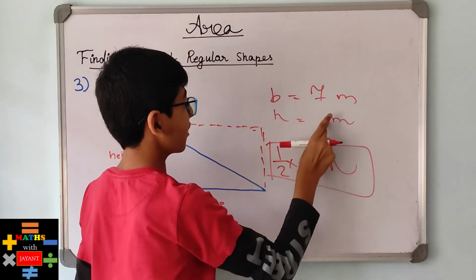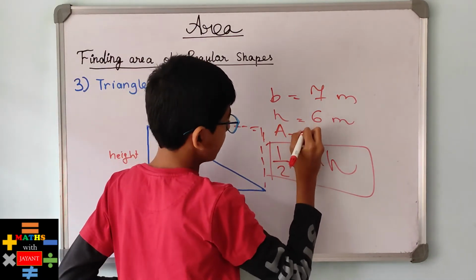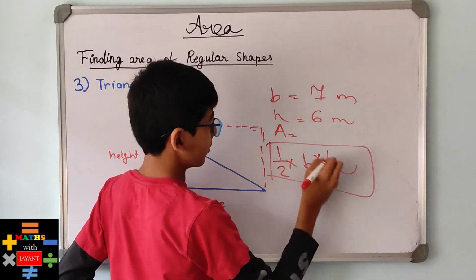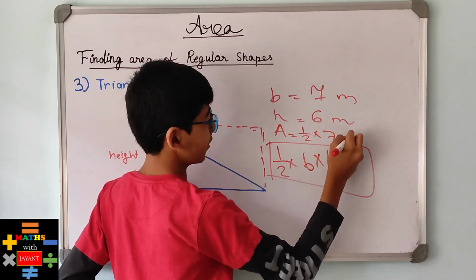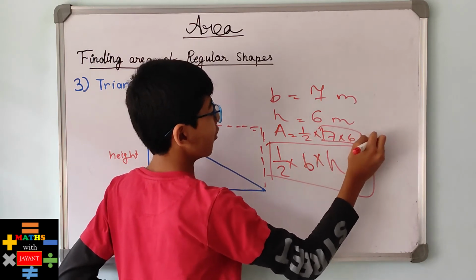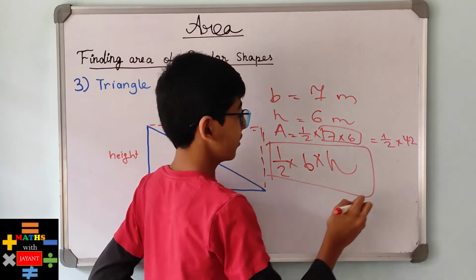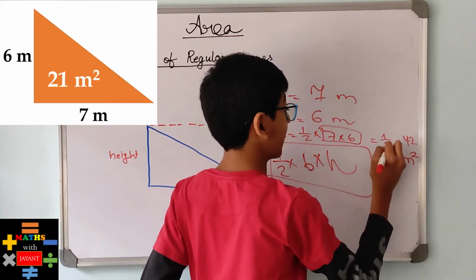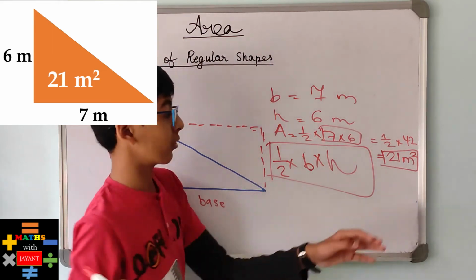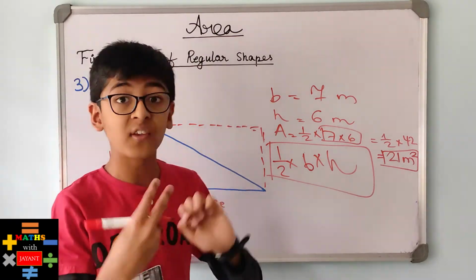So its height is 6 meter. So what will the area be? The area we know is half of base into height. So we will get half of 7 into 6. 7 into 6 is 42. So we have half into 42 meters, and we will get 21 meters squared. So this is going to be the area of a triangle with base 7 meter and height 6 meter.